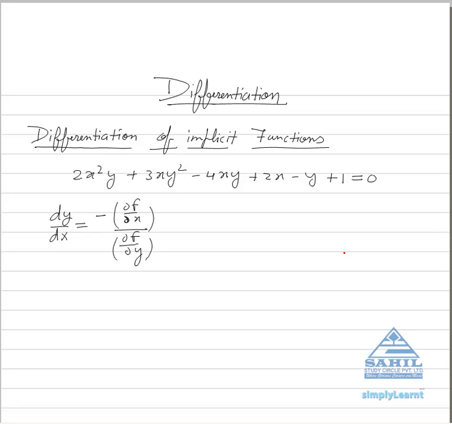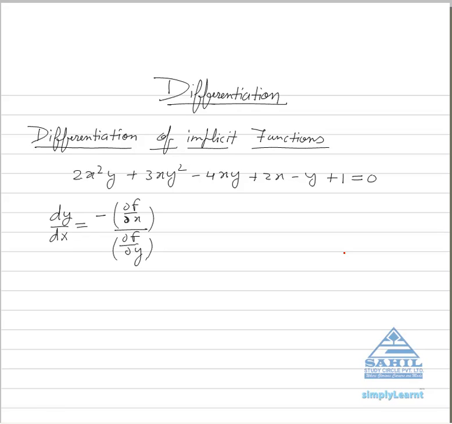Now the first method which I am doing is the differentiation of implicit functions. And the equation is 2x square into y plus 3xy square minus 4xy plus 2x minus y plus 1 equals 0. If you want to find out the differentiation, it's very easy. By your usual methods, if you're differentiating this, it will be 2x square into dy by dx plus y into 4x like this. But again, it will take 3 to 4 or 5 steps to find out the differentiation of this. Now, how to find out the differentiation of this in a simpler manner?